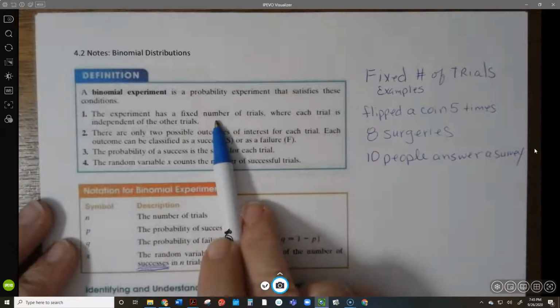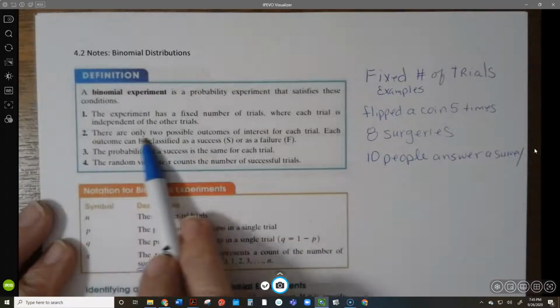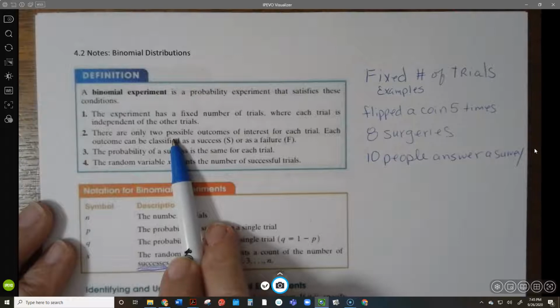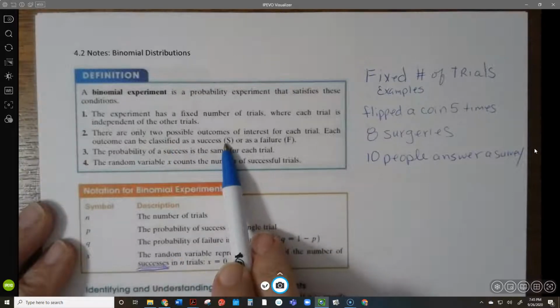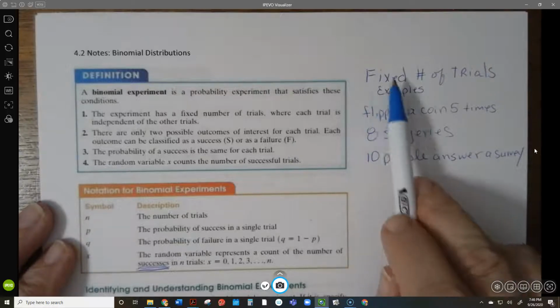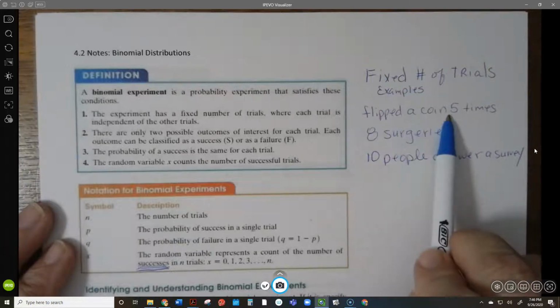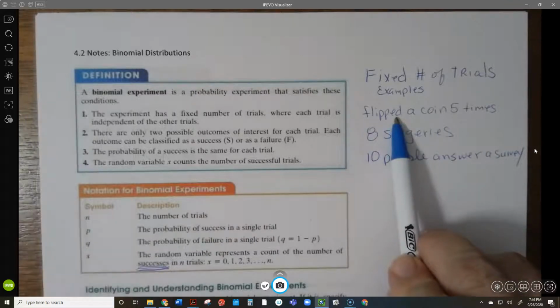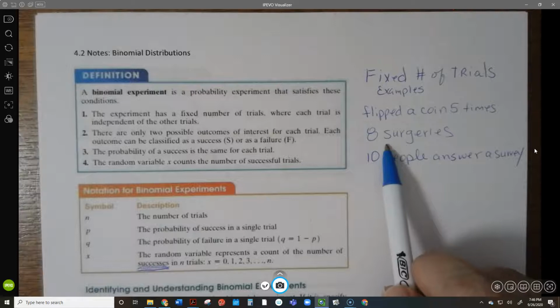Once you determine that you do have a fixed number of trials, you also have to determine that there are only 2 outcomes, and the only 2 outcomes are success or failure. So for flipping the coin, you would define success as, and you get to pick, heads or tails. If success is heads, then tails would be failure. So you only have 2 possible outcomes there.